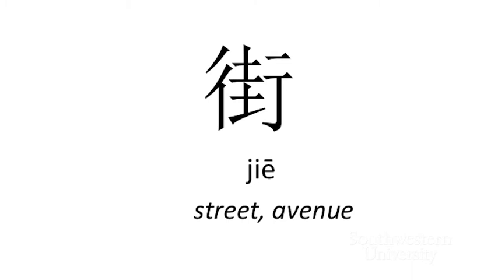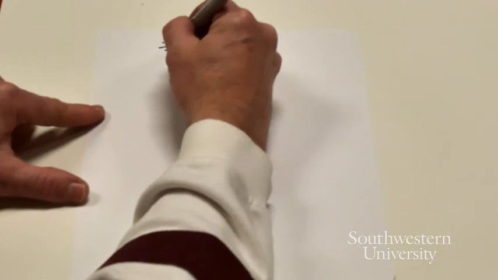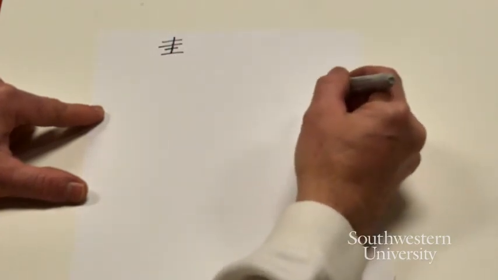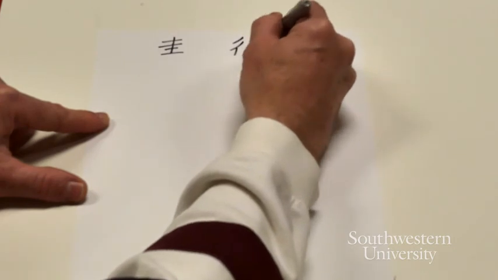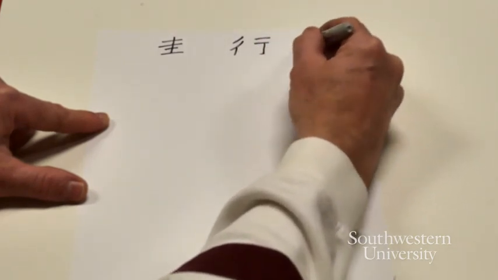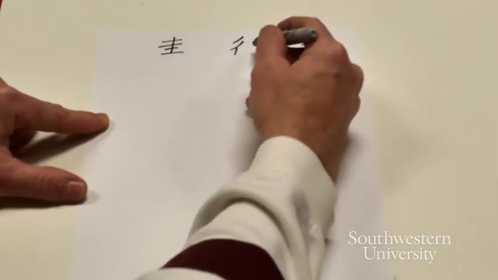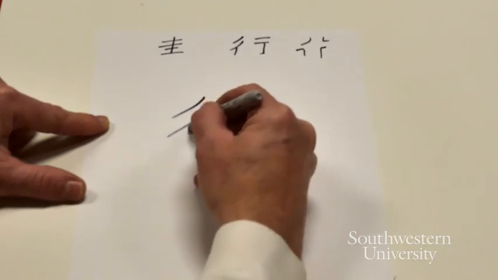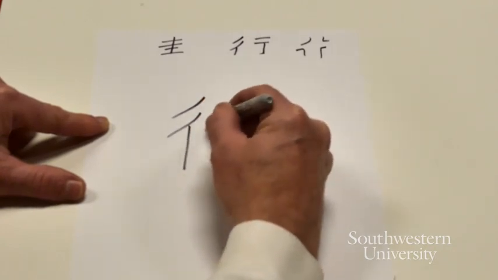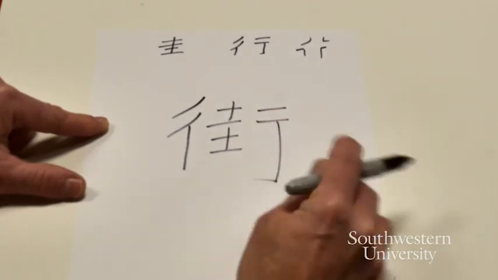Jie. So we have this phonetic gui, which is embedded within this character, xing, which is a depiction of a crosswalk. So jie is a street. Pie, shu, hung, shu, hung, shu, hung, shu, go, jie.